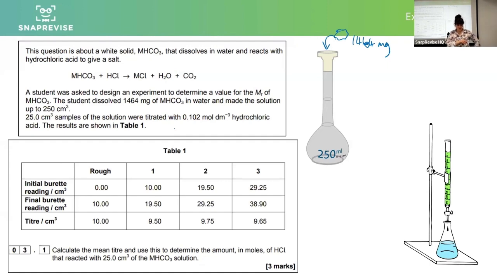25 centimeters cubed samples of the solution were titrated with 0.102 mole per decimeter cubed hydrochloric acid. So I'm going to take 25 centimeters cubed of that solution and titrate it with 0.102 mole per decimeter cubed hydrochloric acid.